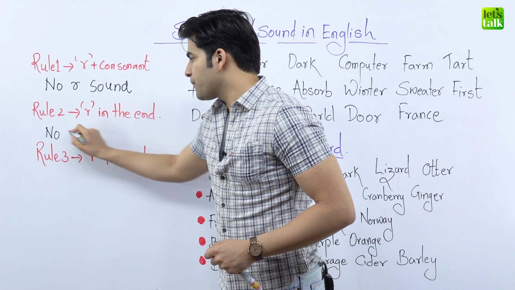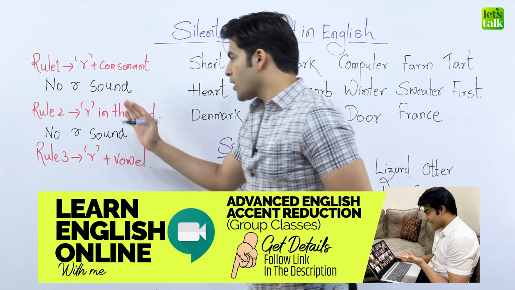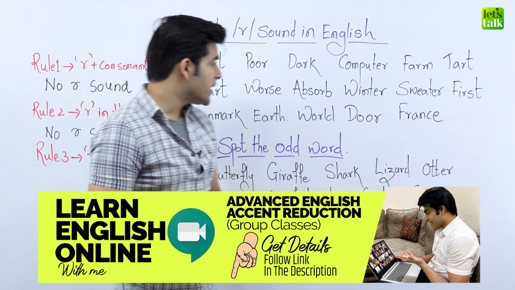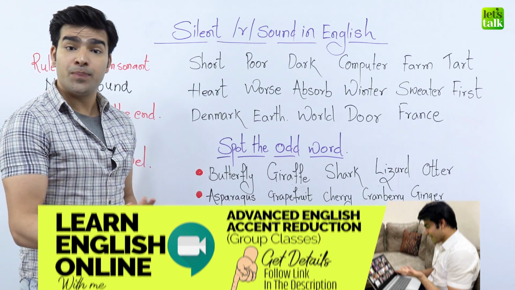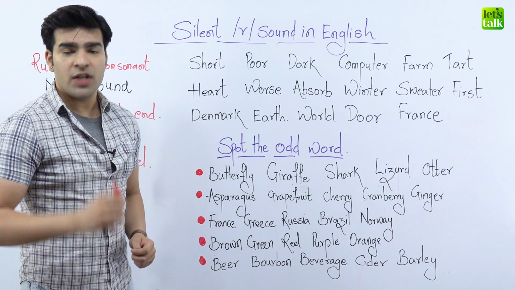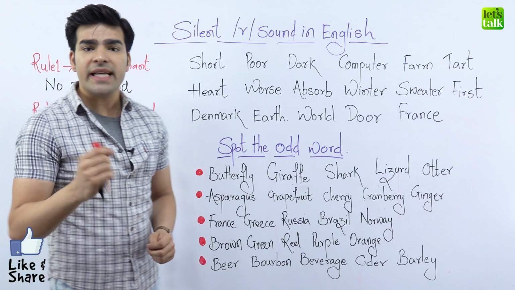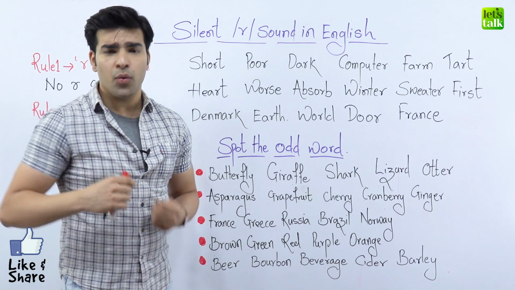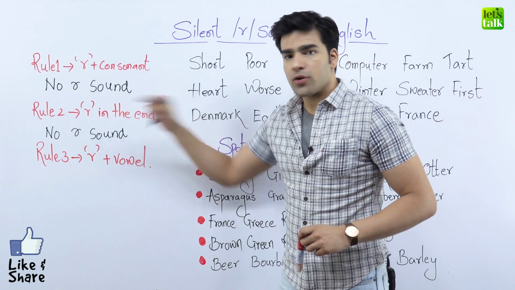For example, in the word paw, we can say paw, but we can't say pore. So that is wrong. Another example is the word teacher. The word ends in the letter R. We don't pronounce the R, we say just teacher. So that was about rule 2.